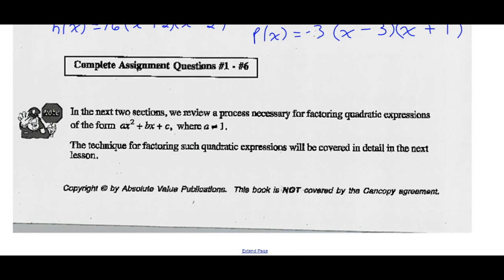Note, in the next two sections, we review a process necessary for factoring quadratic expressions of the form ax squared plus bx plus c when a isn't 1. This technique for factoring is covered in detail in the next lesson. All right?